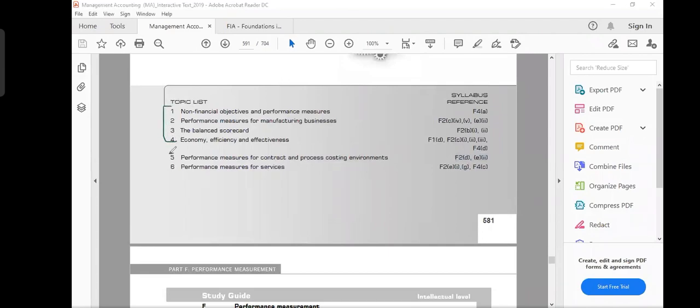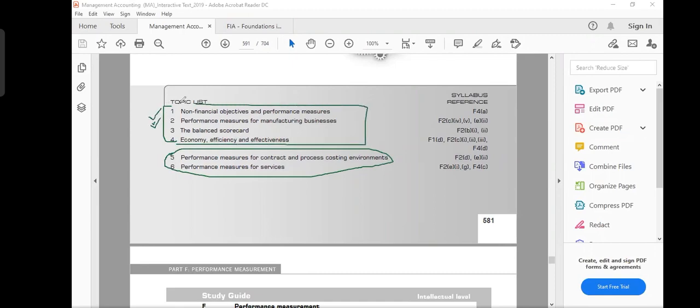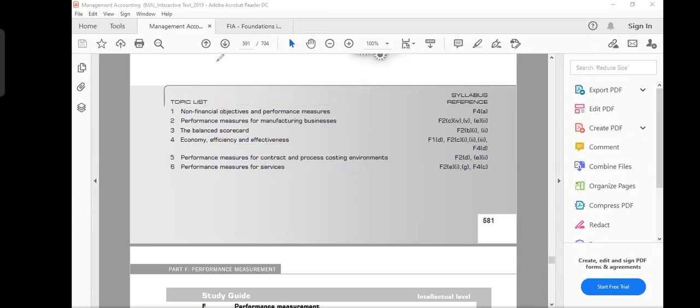This is something very additional examples. You can consider them as examples of these things. The subject matter is finished here. Okay, concepts, theory finished here. This is just like an example of how performance measurement is done in contract, in process costing, and for services. That's all. So I just think that this should be enough for non-financial performance.